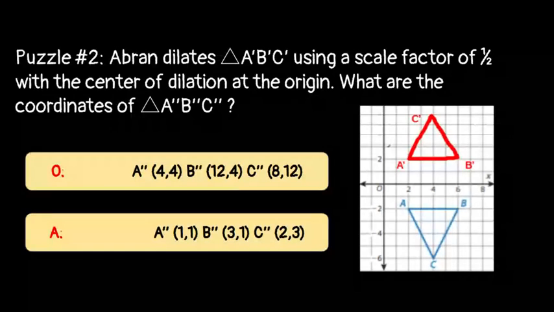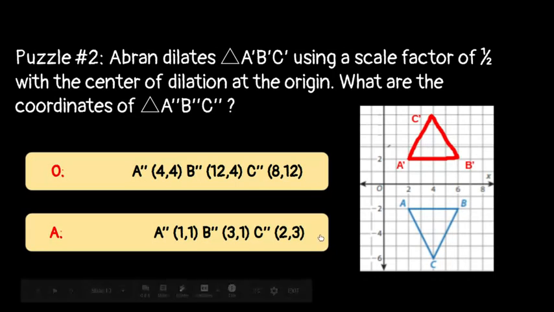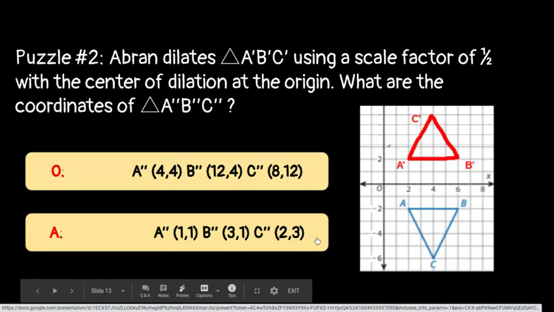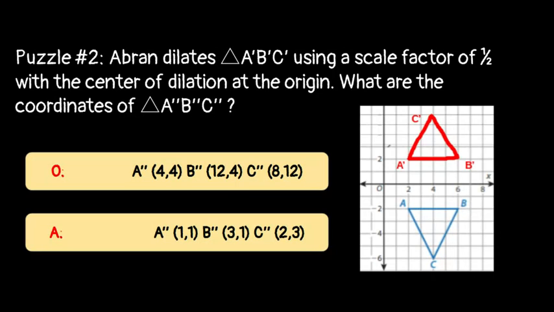Yes, so we can see that our C double prime will be located at 2, 3, which means that our second answer must be A, where A double prime is at 1, 1, B double prime is at 3, 1, and C double prime is at 2, 3.